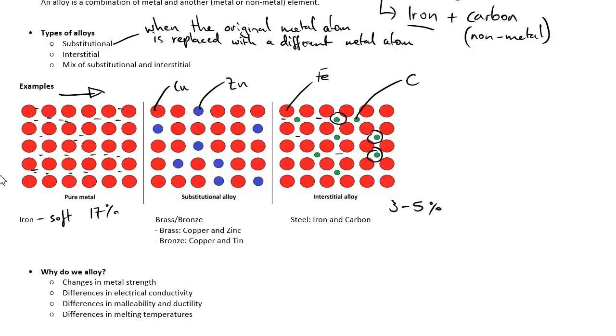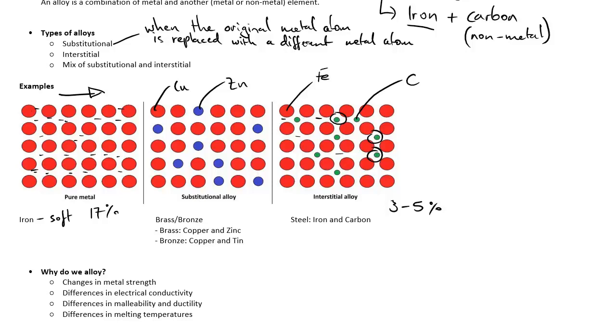There also might be differences in melting temperatures. So sometimes we want metals to have higher melting temperatures, sometimes we want them to have lower melting temperatures. It again depends on where you use this in the industry. So those might be some of the reasons why we tend to alloy.